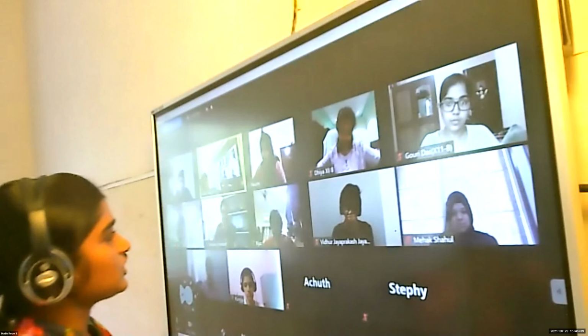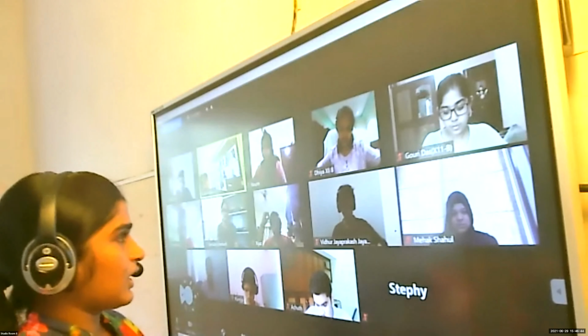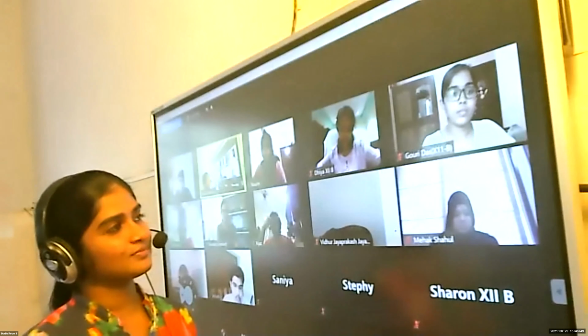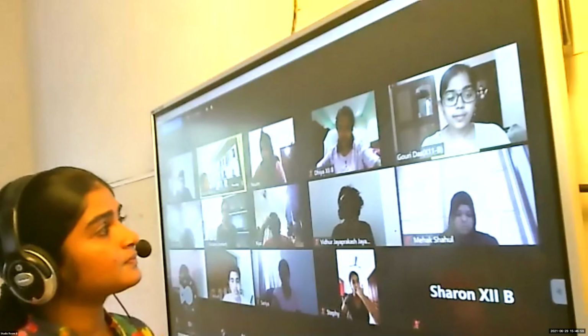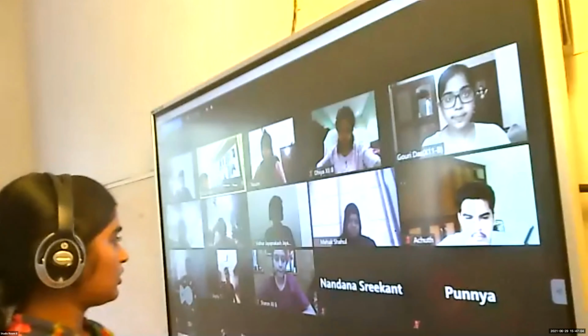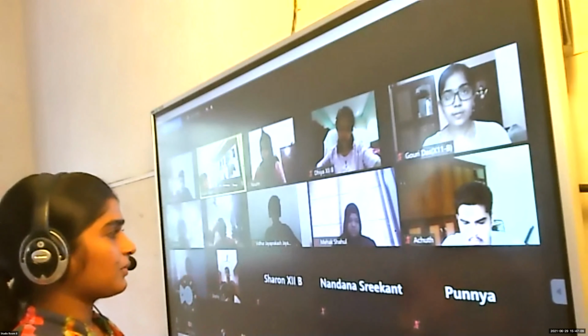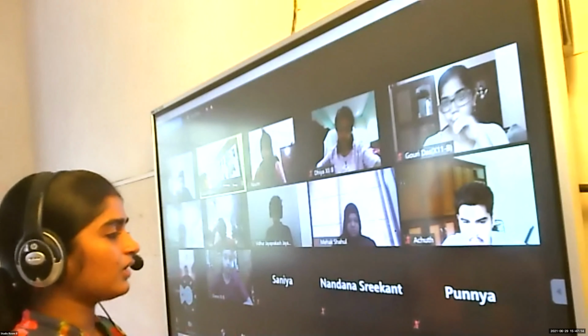Then what's the equation to derive the rate of a chemical reaction? Gauri, can you tell me? Negative delta R divided by delta T. Or in terms of products? Plus delta P divided by delta T. Okay. So we know the equation, the same equation is for average rate of a chemical reaction. These two equations are for average rate of a chemical reaction.